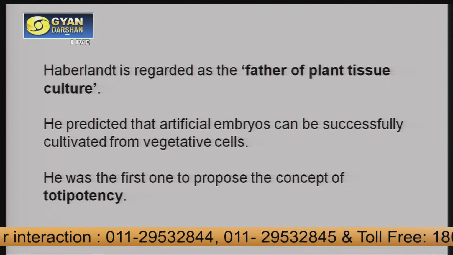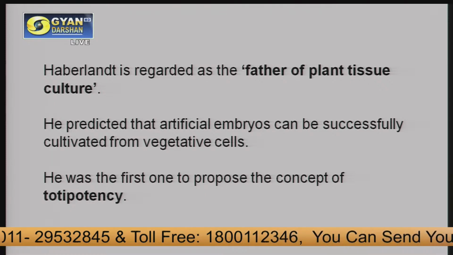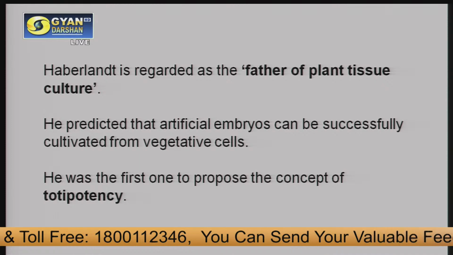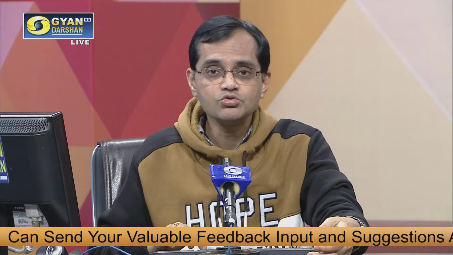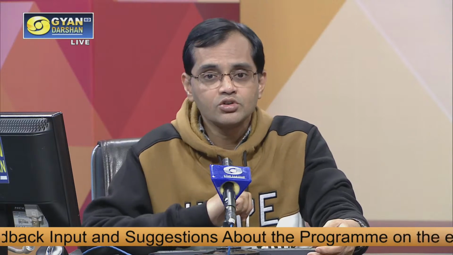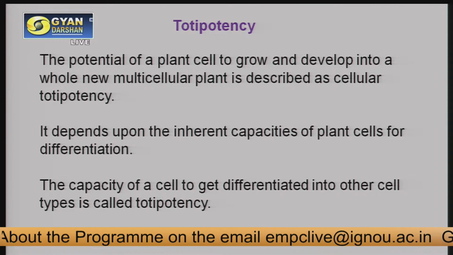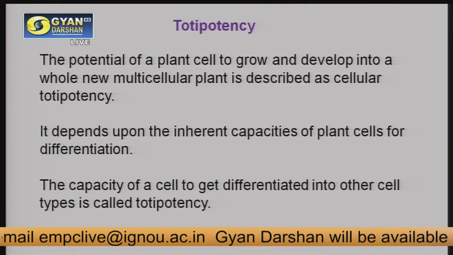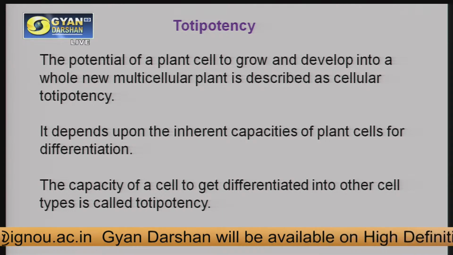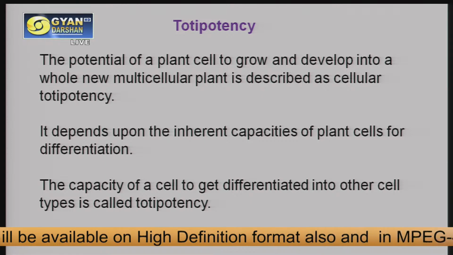successfully cultured. From this came the concept of totipotency, which, as I said, is the inherent potentiality of every plant cell to develop into a total plantlet, a total matured plant. The potential of a plant cell to grow and develop into a whole new multicellular plant is described as cellular totipotency. It depends upon the inherent capacities of plant cells for differentiation. The capacity of a cell to get differentiated into other cell types is called totipotency.